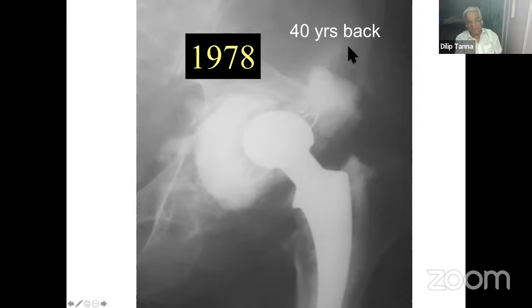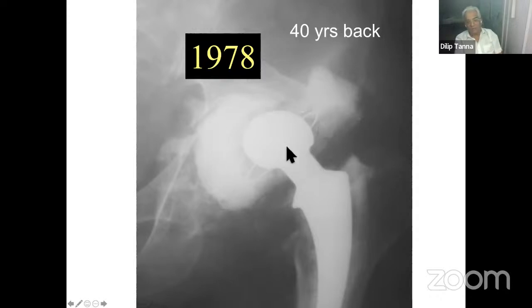This was more than 40 years back, when I presented this. All we could do was, superiorly, the acetabulum was intact, but inferiorly, there was no acetabular bone. So that was filled up with bone cement. In those days, this is all we had. So this was the bone cement which was filled up.